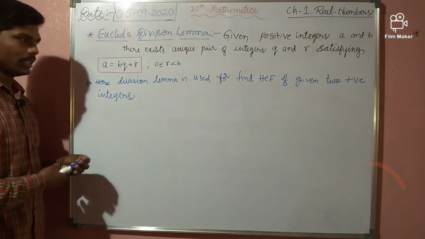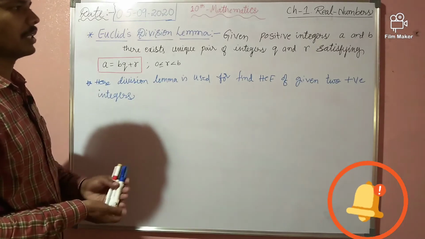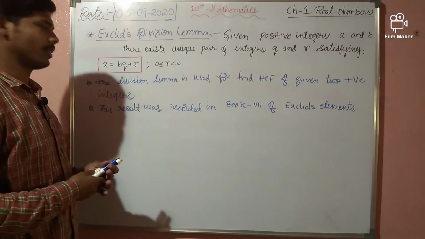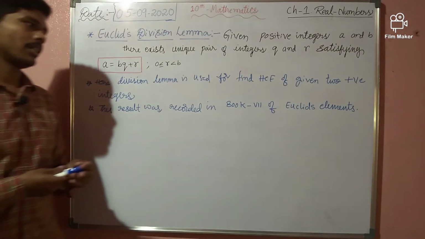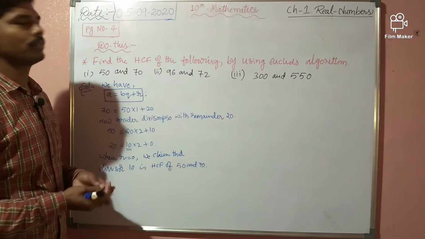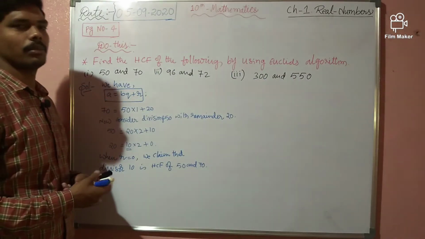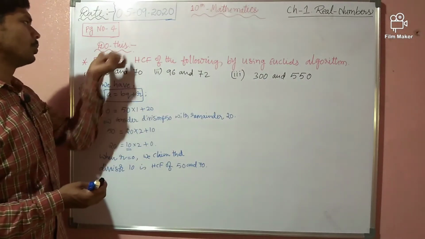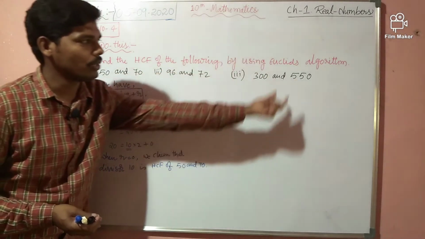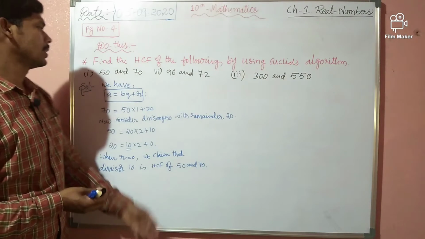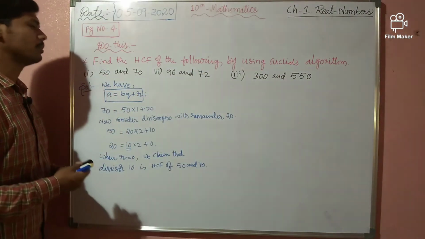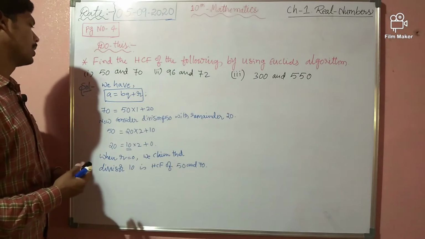Here the division lemma is used for finding the HCF of two given positive integers. This result was recorded in Book 7 of Euclid's Elements. We discussed page number 4 from the TS Government textbook. Do these problems. Find the HCF of the following by using Euclid's division algorithm. Here we have taken 3 problems.